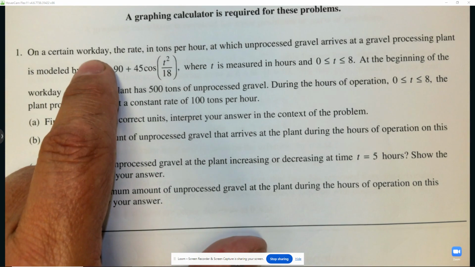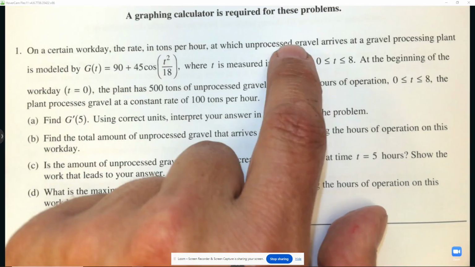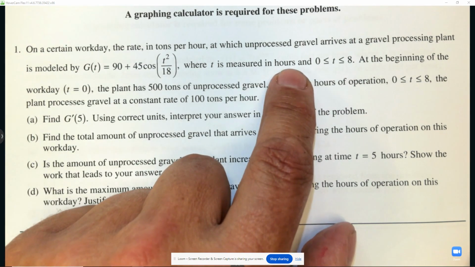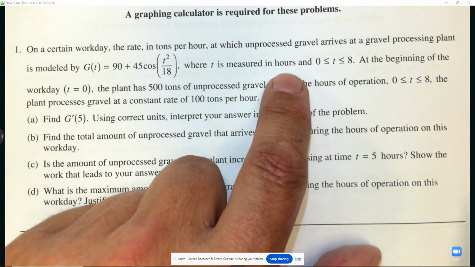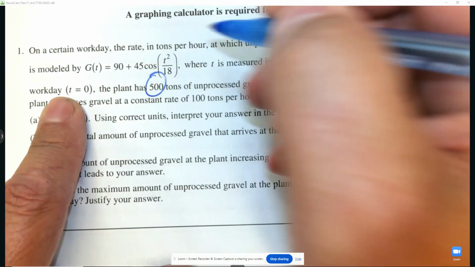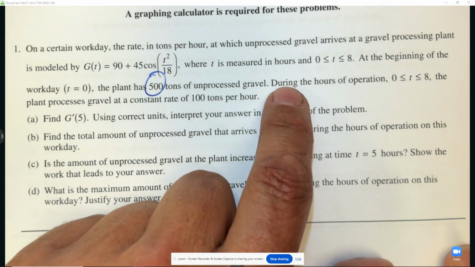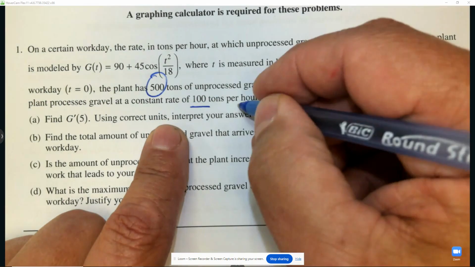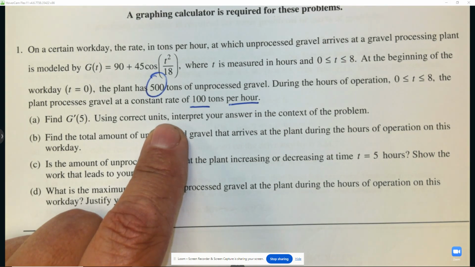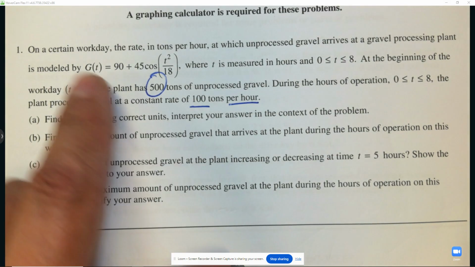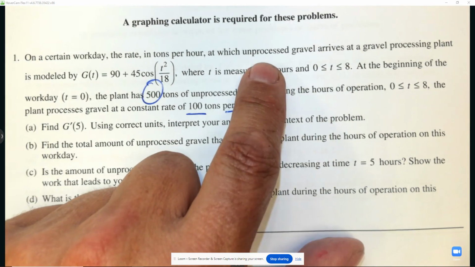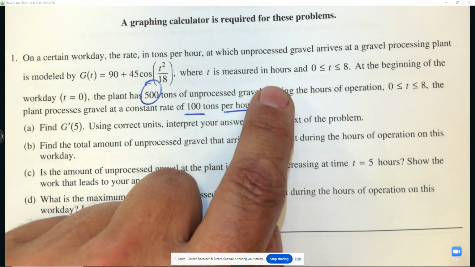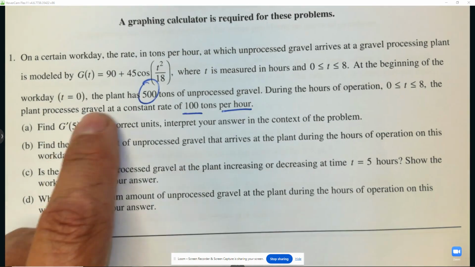So on a certain workday, this is a rate of gravel that arrives and then gets processed, measured in hours. At the beginning of the workday, there are 500 tons. During the hours from 0 to 8, the plant processes gravel at a constant rate of 100 per hour. Unprocessed gravel arrives at the plant at this modeled rate, and then it gets processed at this rate.